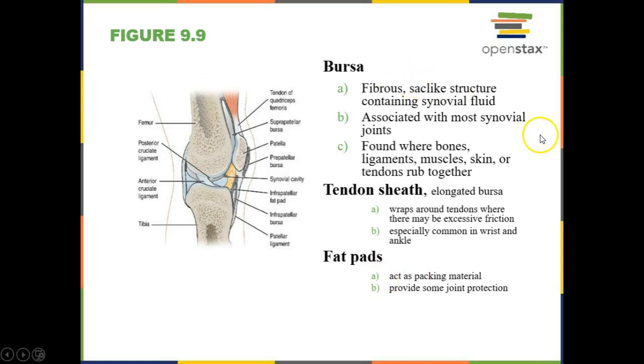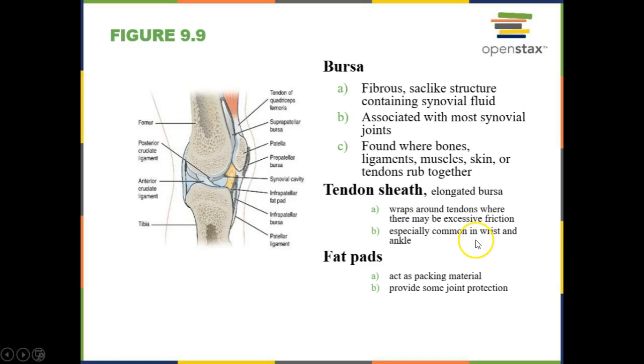And then we have bursa. Bursa are fluid-filled sacs of synovial fluid that are found surrounding and within joints. So like right here we have a bursa that protects that region of that joint. Tendon sheaths are elongated bursa that wrap around tendons.